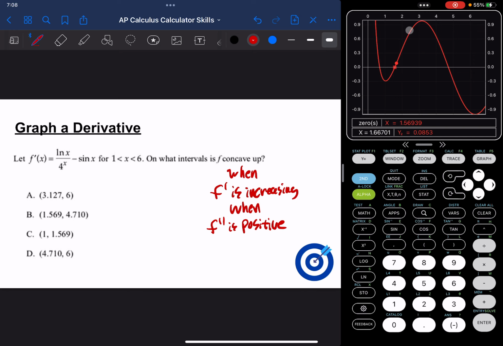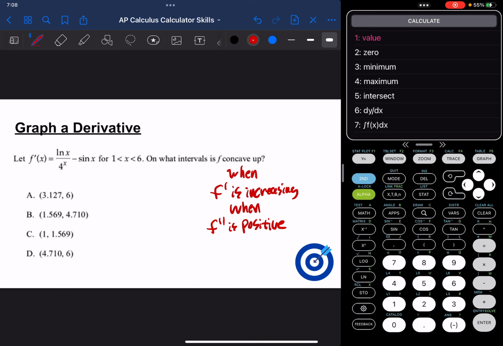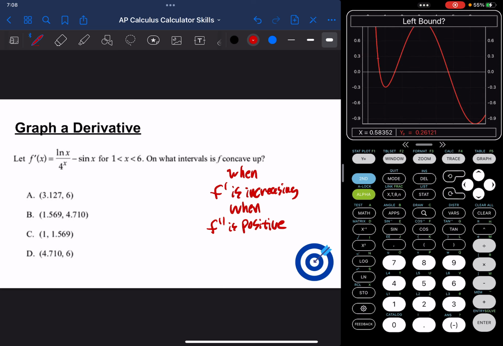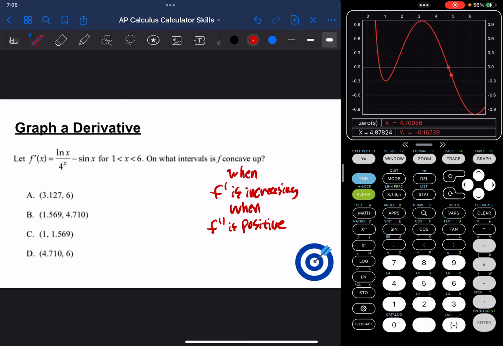So here it's positive in this region right here. So we can get real nice and close, and we can see, all right, so let's trace this point right over here. So I'm going to hit second trace and find the zero. Now, it's a little hard to see here on my tablet, but on your calculators, this cursor is a lot easier to see. So I press enter, press enter again, and there it is, 4.7.